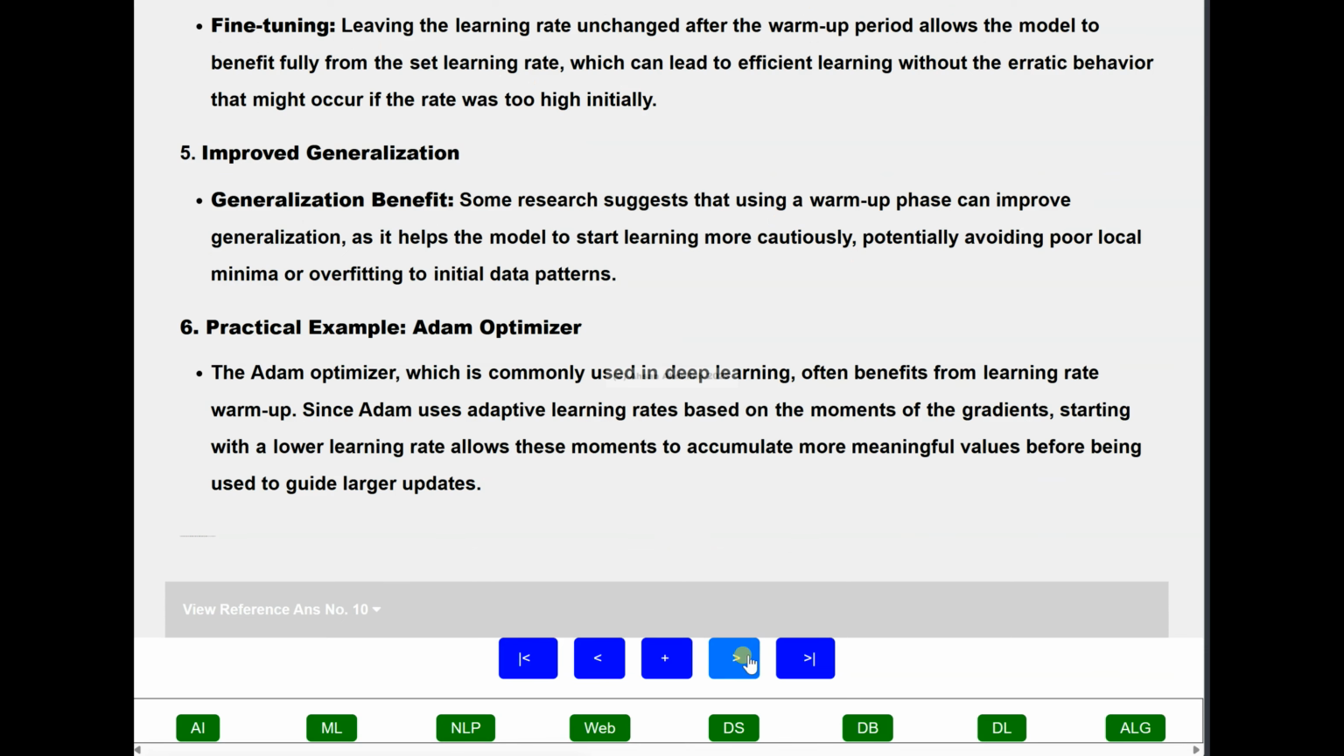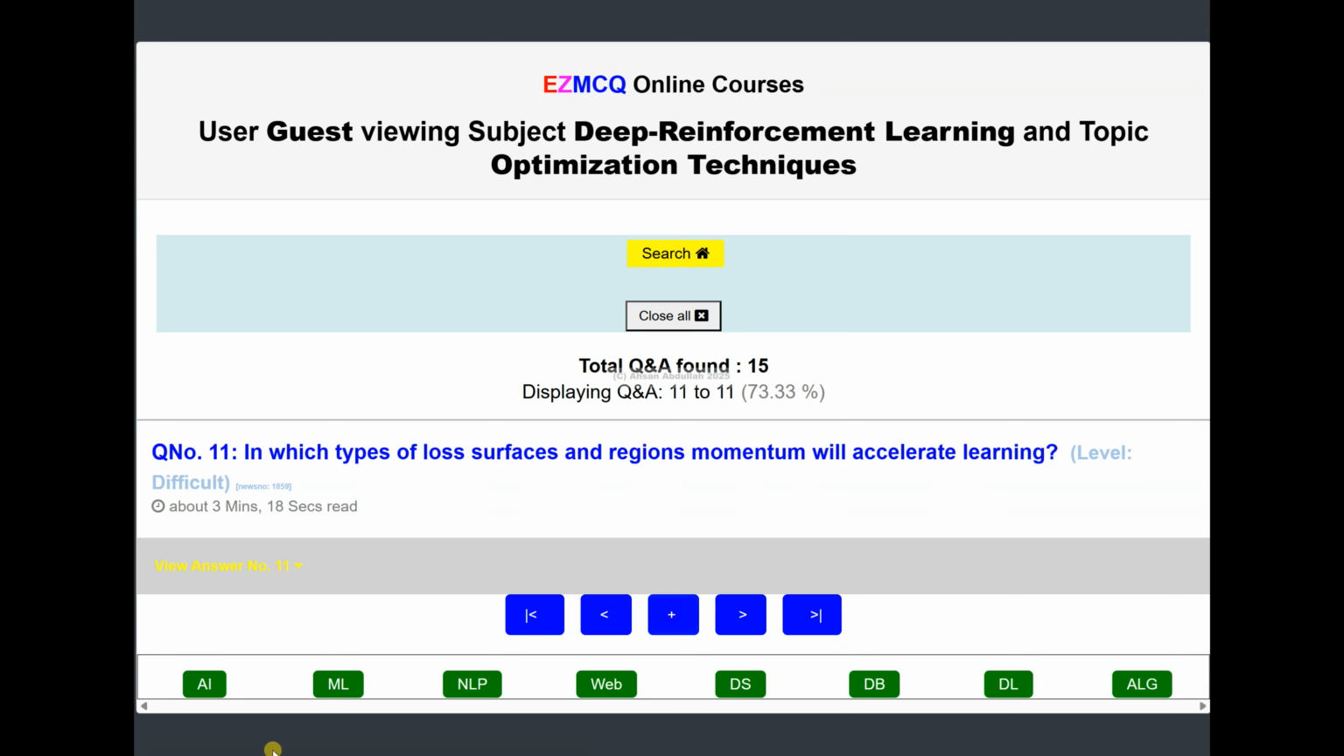So we move on to the next Q&A. Now we are looking at the impact of momentum. In which types of loss surfaces and regions? We have looked at simple convex and then complicated non-convex loss surfaces also. Momentum will accelerate learning. So what is momentum?